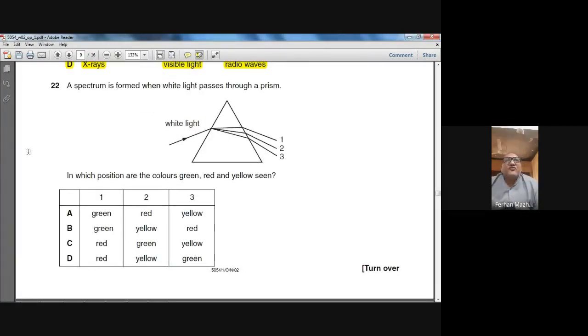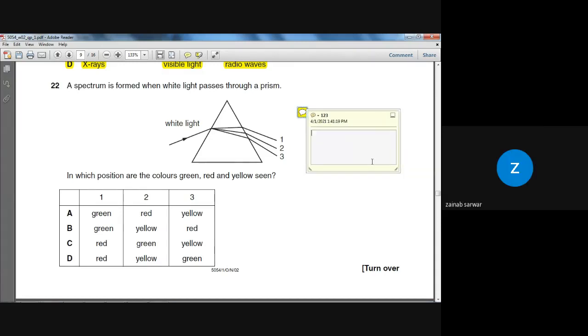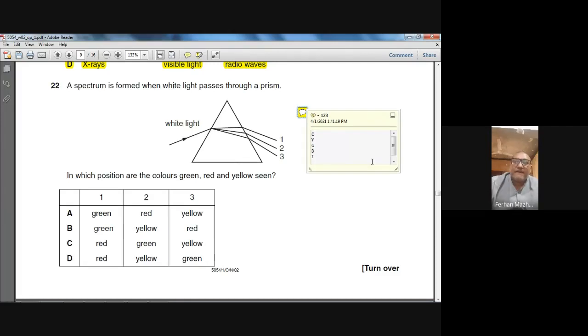A spectrum is formed when white light passes through a prism. In which positions are the colors green, red, and yellow seen? You remember that code word we always say, Roy G. Biv? We say Roy G. Biv.